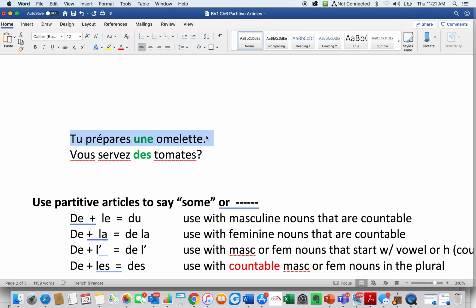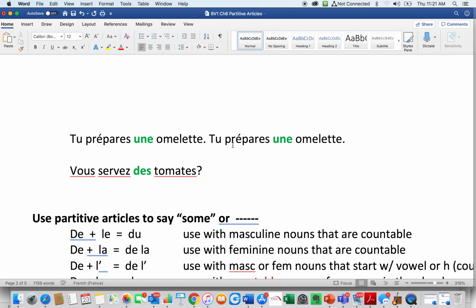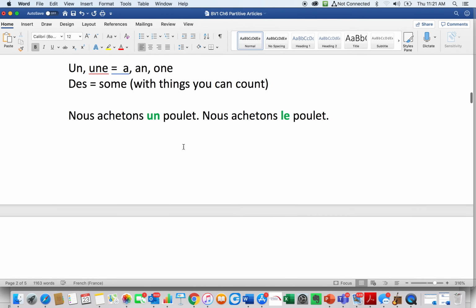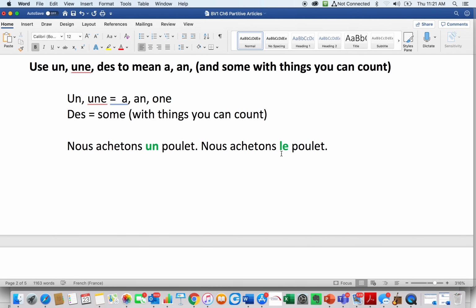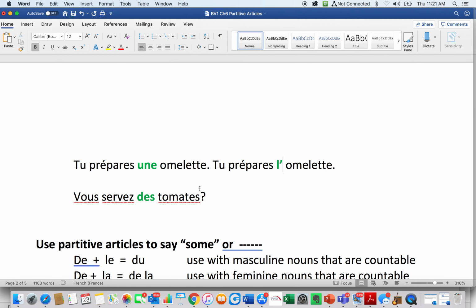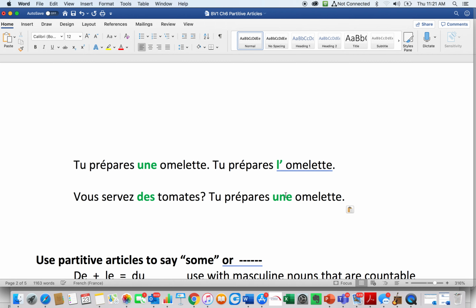Okay, same thing with this. We have tu prépares l'omelette. So here you have we buy a chicken, we buy the chicken. Now we have you prepare an omelette, you prepare the omelette. And here we have you serve tomatoes. Okay, so let's look at what would happen if we did that one with les.